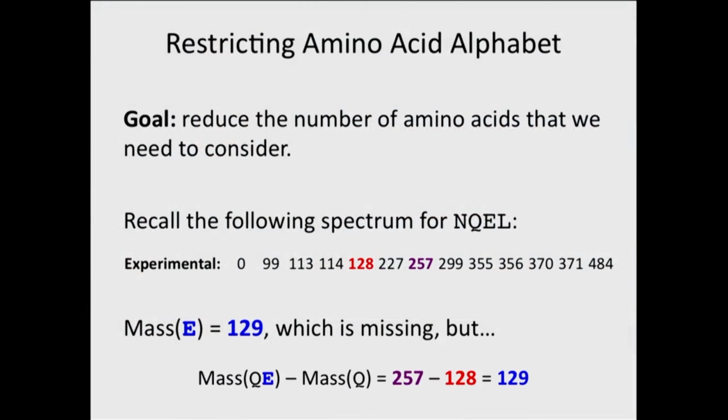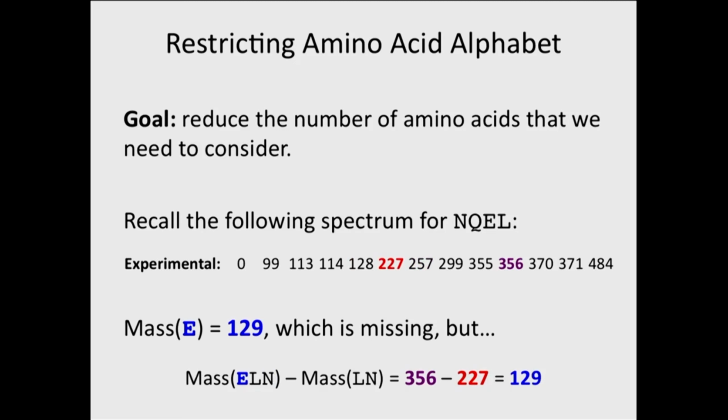But hold on. We do detect 257, which is the mass of QE, and we do detect 128, which is the mass of Q. All right? And if you subtract these two masses, you should get the mass of E. Right? E is what's left over with QE and Q. So when you subtract them, you get 129. So that's good. Can we find it anywhere else? The answer is yes.